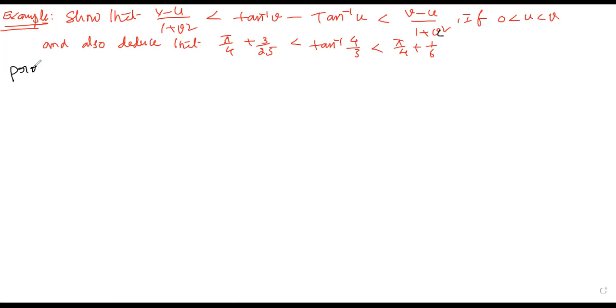Proof. So we use y equals tan inverse of x. Now, see, my dear students, here there is one hint. What is the hint? What is in the middle of this inequality? Tan inverse v minus tan inverse u. So here the hint is we have to take the function f equals tan inverse of x. This is our required important hint.